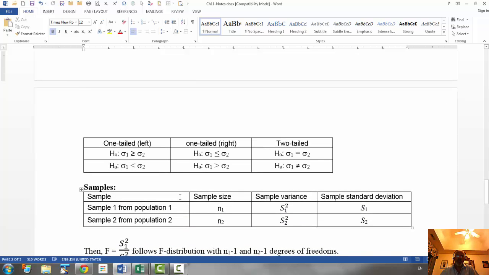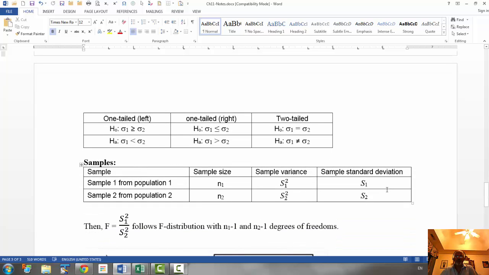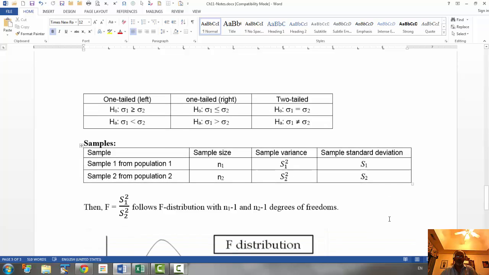Now then we take independent random samples from the two populations. So sample size, sample variance, and of course sample standard deviation will be the square root of that. So the second sample, independent random sample from the second population. Okay. Now we don't have a confidence interval in this case because sigma sub 1 squared minus sigma sub 2 squared does not have a whole lot of meaning. So we only have the hypothesis test.